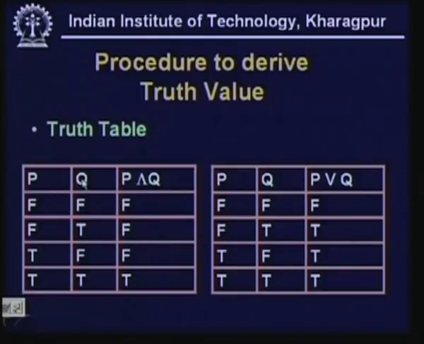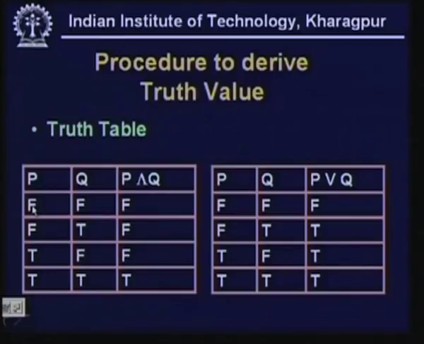So, P and Q, each of them can have a value true or false, right. Now, we can have 4 combinations: both of them are false, one is false and one is true, one is true and one is false, and both of them are true. So, we make a truth table like this.